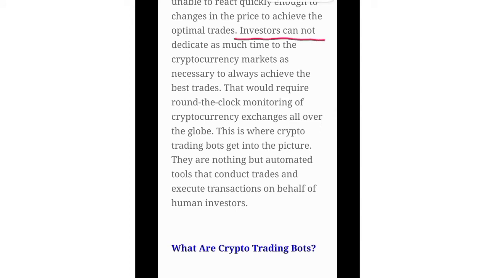Investors cannot dedicate as much time to the cryptocurrency market as necessary to always achieve the best trades. That will require round the clock monitoring of cryptocurrency exchanges all over the globe. This is where crypto trading bots get into the picture. They are nothing but automated tools that conduct trades and execute transactions on behalf of human investors.